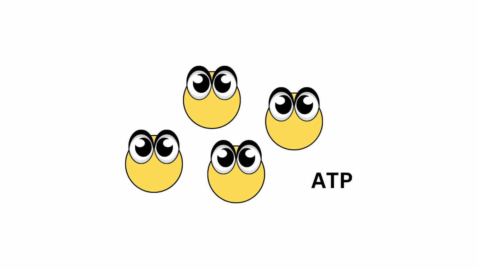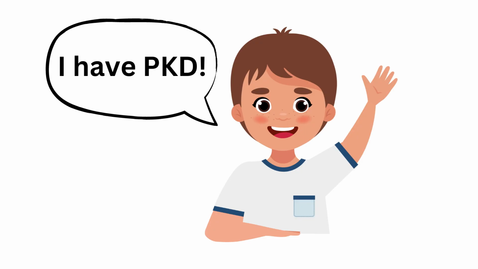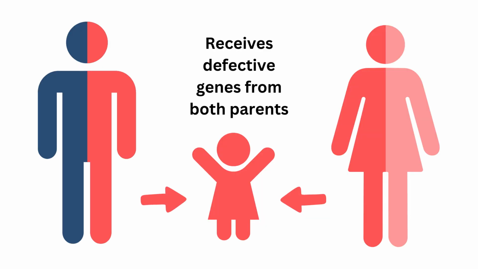Without sufficient pyruvate kinase, energy production within the cell is severely impaired. This deficiency of the pyruvate kinase enzyme is called pyruvate kinase deficiency, or PKD. It is a genetic condition that can be inherited in an autosomal recessive pattern. That means that both parents must carry a copy of the mutated gene, and both have to be inherited by the offspring.